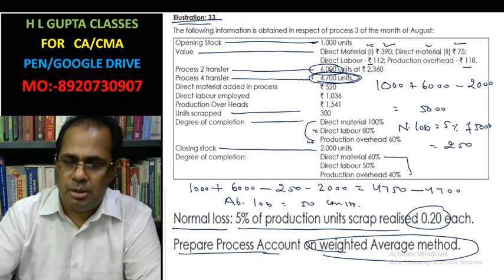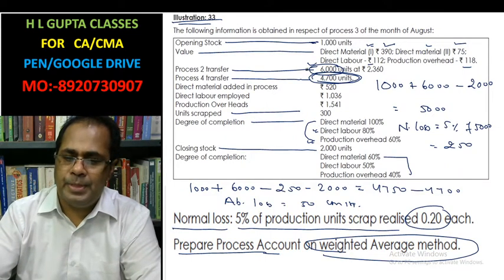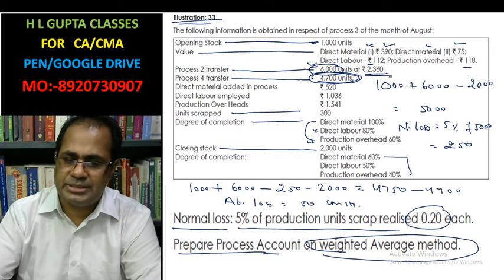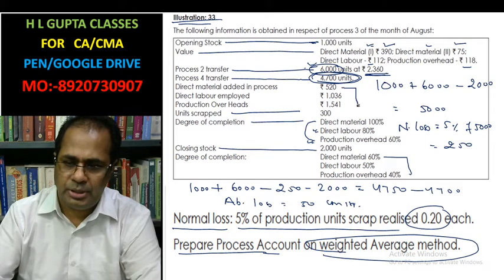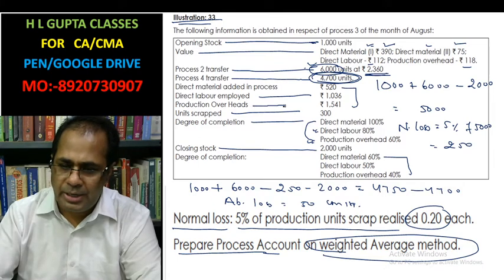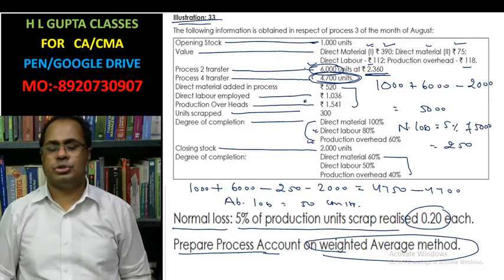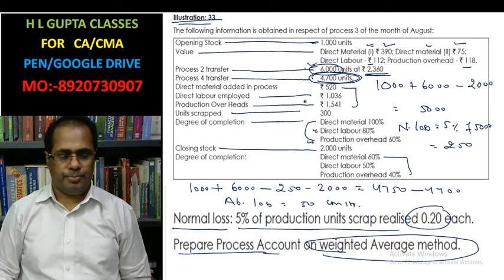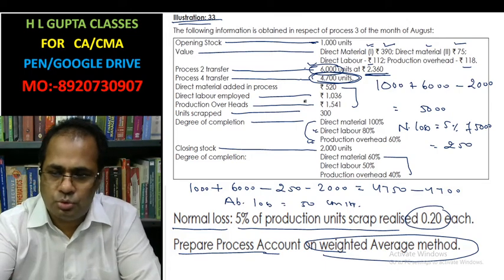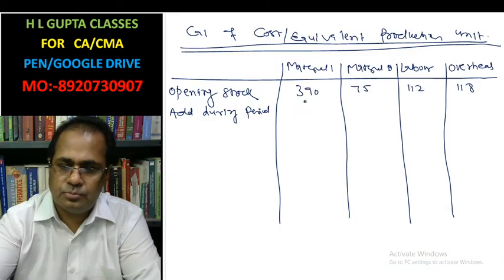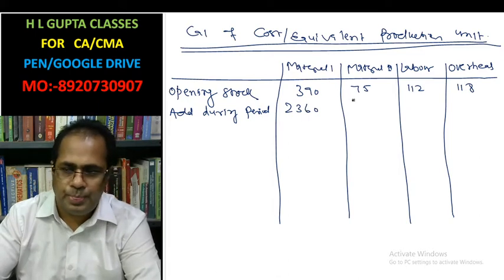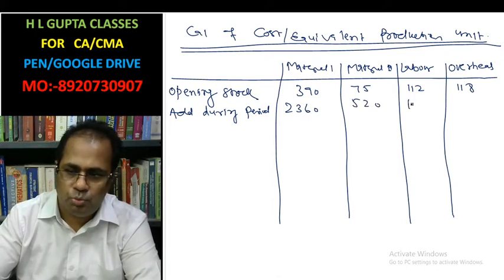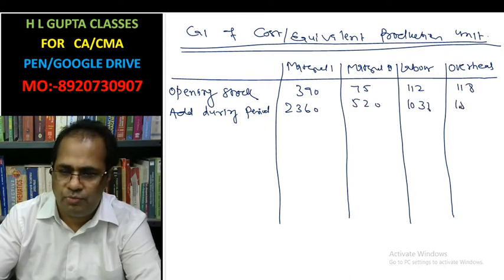What is the cost added? First is 6,000 units and its cost is 2360. Thereafter material second added in the manner 520, direct labor 1060, production overhead 1540. This is the production overhead. Okay, 2360, 520, 1036, 1541.